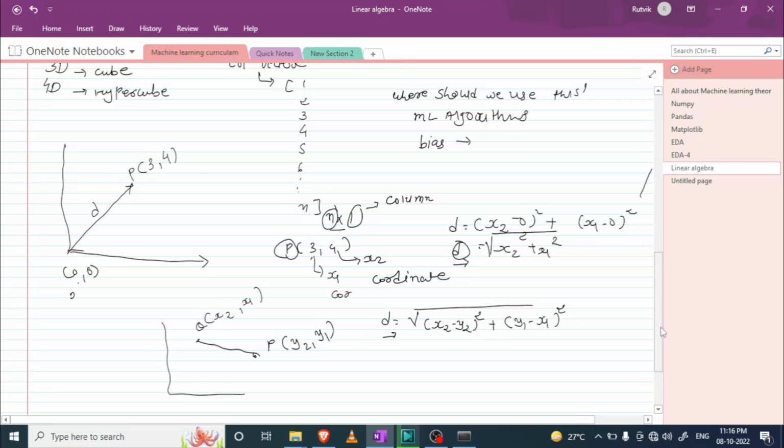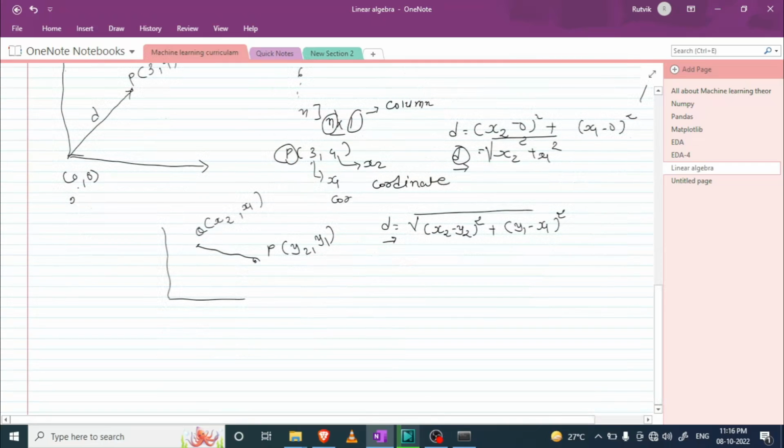Now, where do we calculate distance? Which algorithm is based on distance? I'm going to tell you that the k nearest neighbor, KNN algorithm, is based on distance.